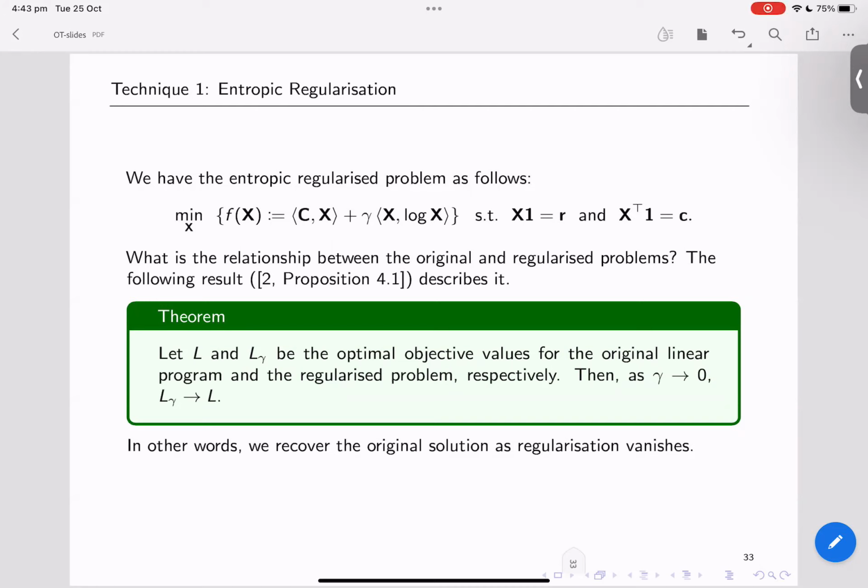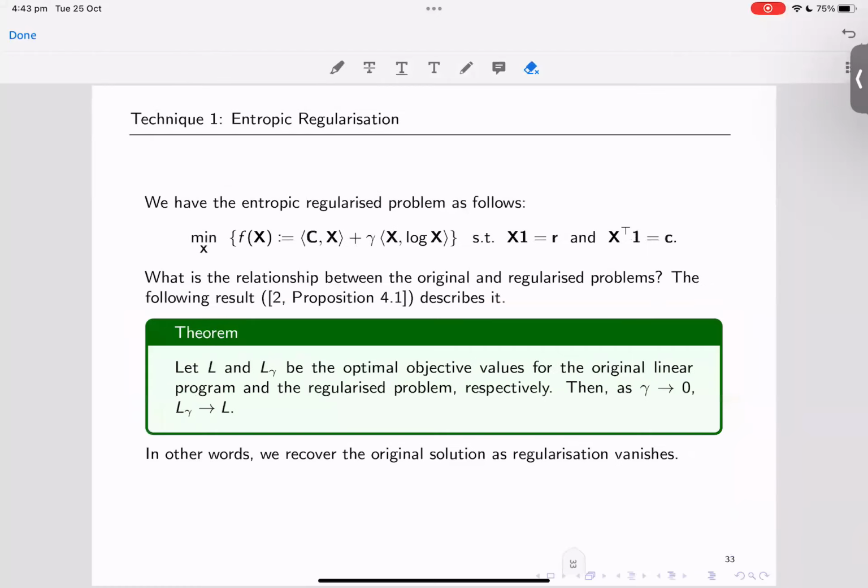Since we're running out of time, there may be questions about what is the regularization strength, right? And how much should I set it to be? So the idea is that if you add this entropic regularizer to your problem, then if you vanish the entropic regularizer, meaning that if the regularization strength gamma goes to zero, then you actually asymptotically recover the solution to the original problem, okay? Meaning the smaller your regularization is, the closer you are to the original optimal solution, okay? Does that make sense?